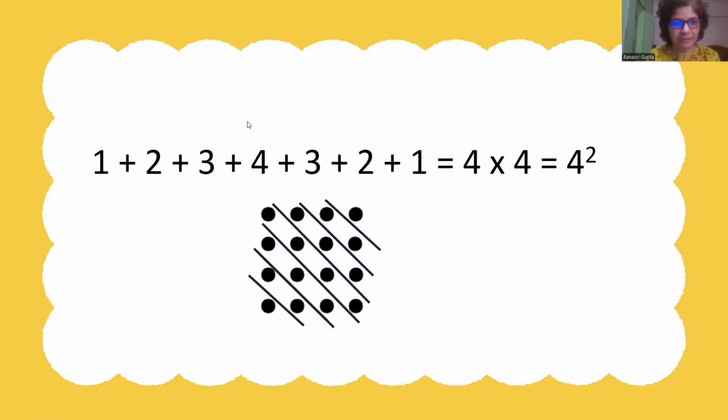Next, by now you would have understood what this will be. This is also 1 plus 2 plus 3 plus 4, then again we count down, 3 plus 2 plus 1. So this is a 4 by 4 square.